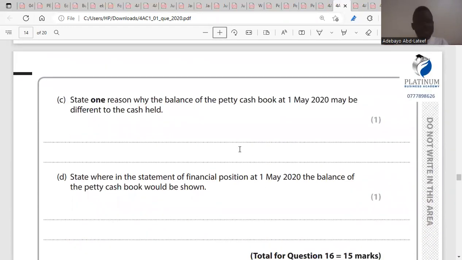All right. So they said, state one reason why the balance of the petty cash book at 1 May 2020 may be different from the cash held. Why will the balance of your petty cash book differ from the cash you have at hand? Listen, the balance of your petty cash book must be equal to the cash you have, except if someone has stolen money, or you did not enter some transaction, or a petty voucher is lost.